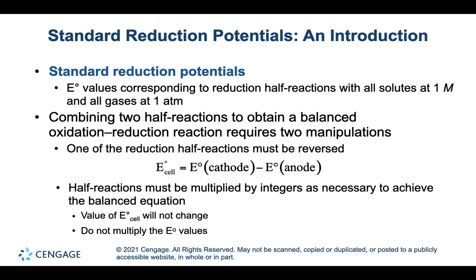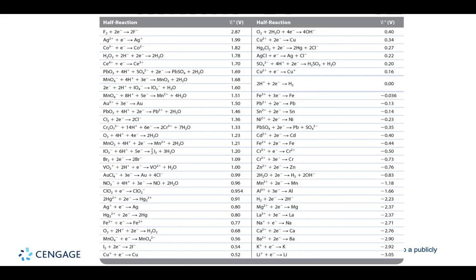We still take the number straight from the chart for the cathode side minus the number straight from the chart for the anode side. We don't multiply it by 5 if you're running the reaction 5 times. Do not multiply the E naught values. Simply take them straight off of this chart. Take one number off this chart for the cathode side, take another off the chart for the reaction you're flipping around and calling the oxidation step, and then take the number for the cathode minus the number for the anode.